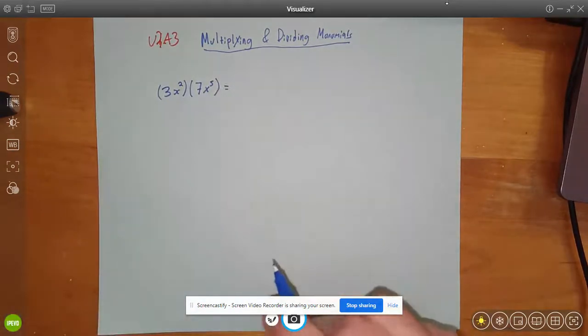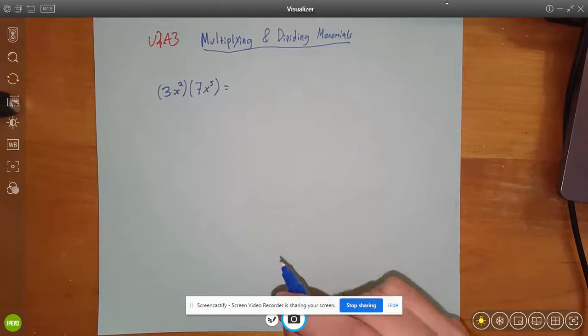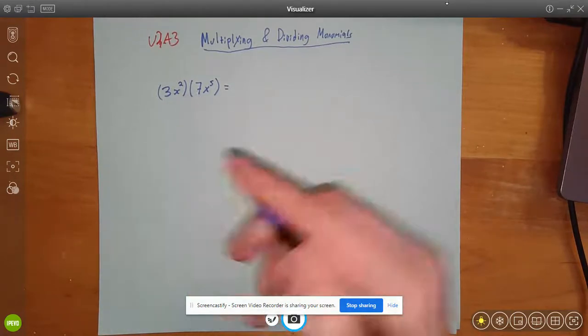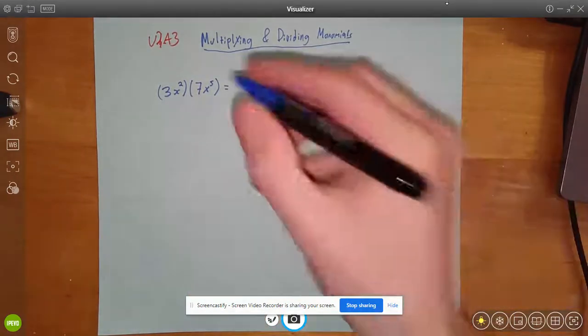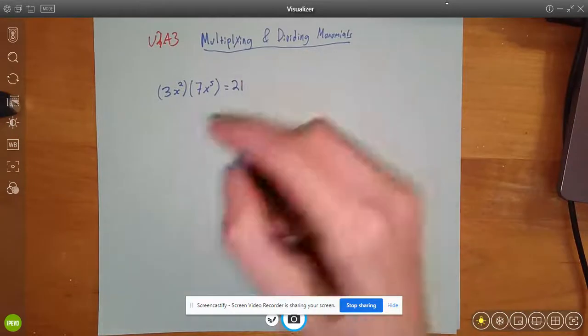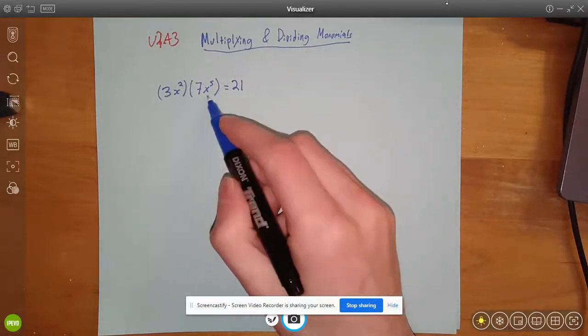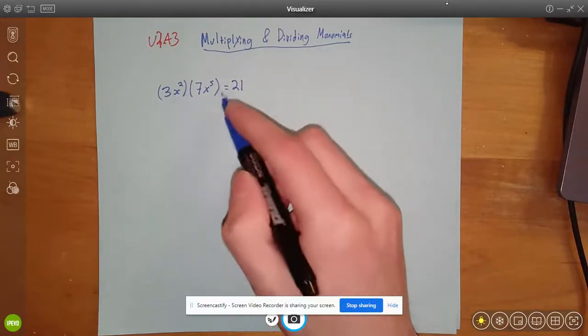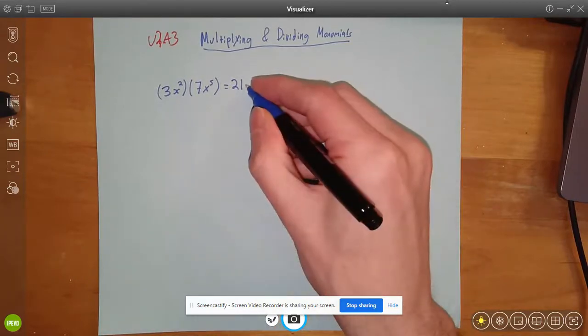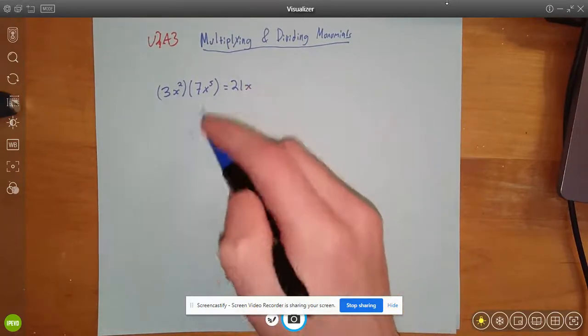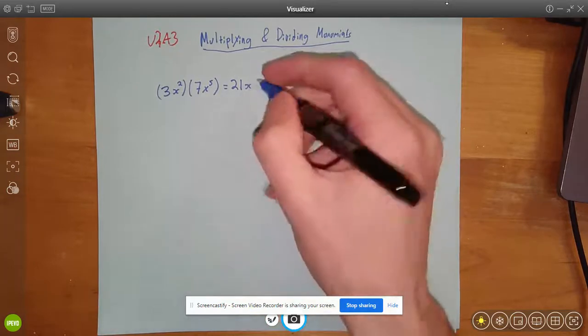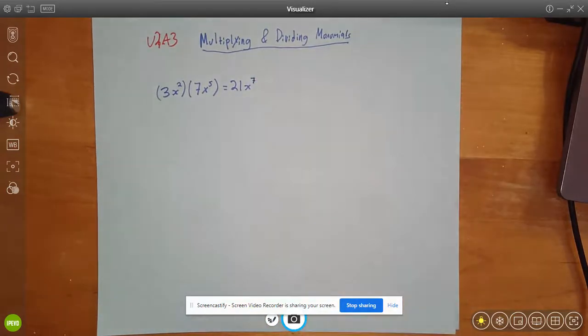So, when you multiply monomials, I like to think about it in two steps. First, I'm going to multiply the coefficients. So, 3 times 7 is 21. And then I'm going to multiply the variables. I've got x squared multiplied by x to the fifth, so I want to use my exponent laws. Remember that when I'm multiplying exponents with the same base, I add the exponents, so 2 plus 5 would be 7. So that's all there is to multiplying monomials.